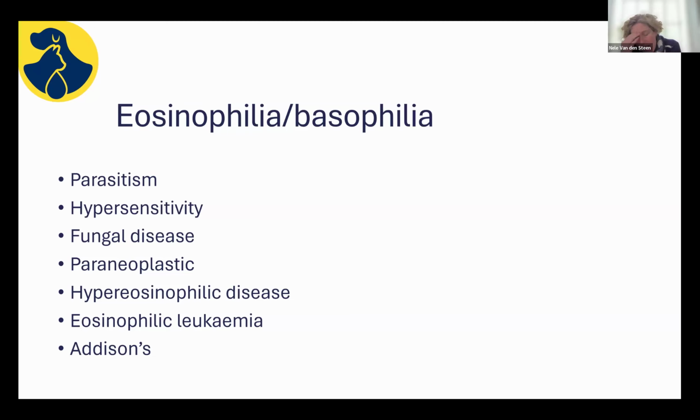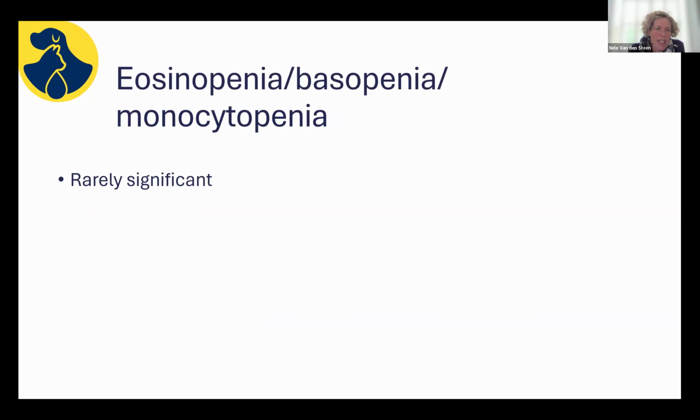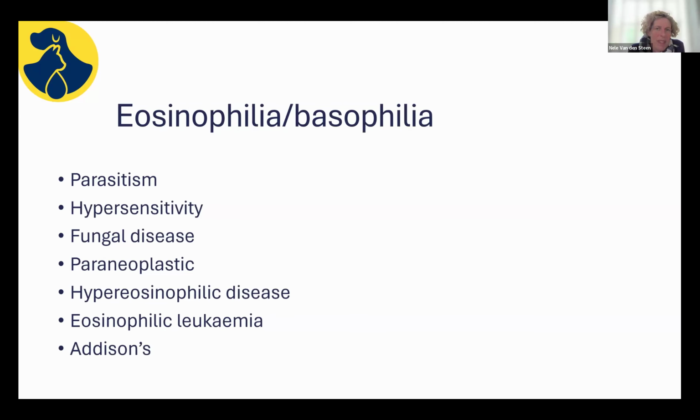Now, I have put Addison's on here because, and we'll talk through that in a minute, in a stressed animal, again, a physically stressed animal, you should see an eosinopenia because of your high cortisol almost.